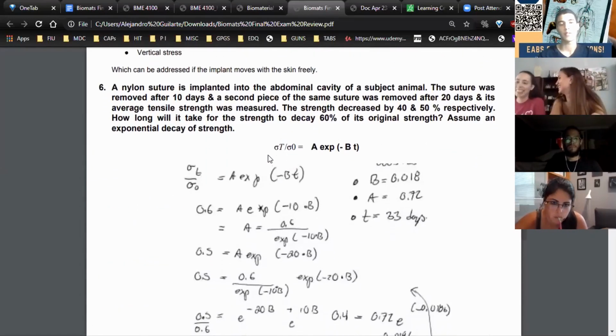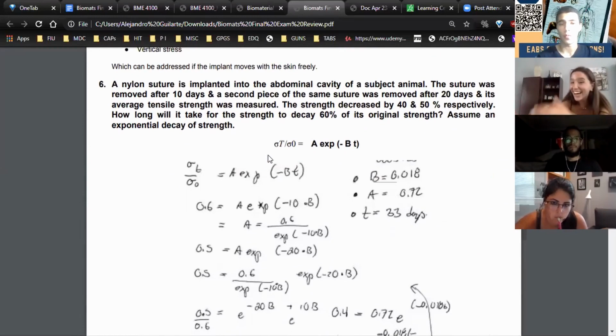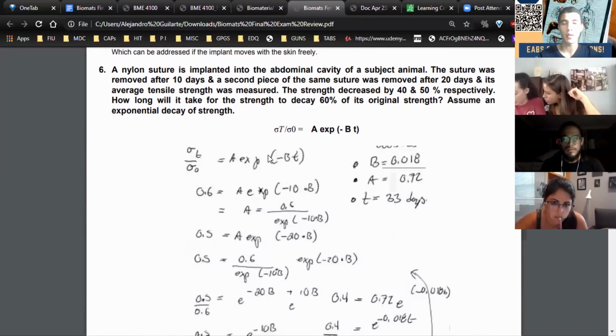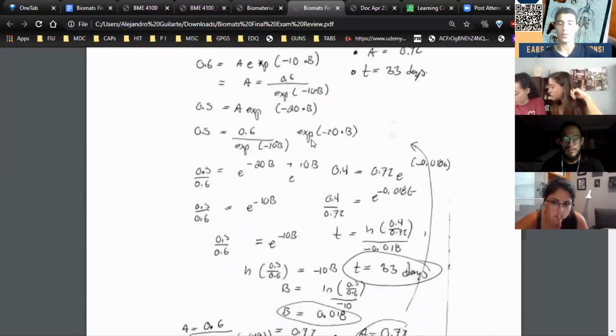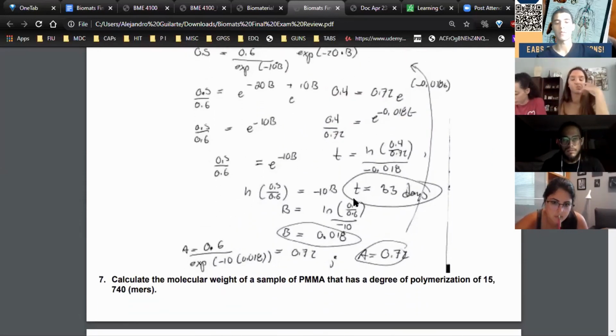For number 6, it was a formula. When we went over this, he talked about it very briefly, but for the test, we just had to follow this formula and it was okay. It talks about the strength of material after implantation. They give you the conditions and you just plug it in. And these are the values that I got at the end of those calculations.